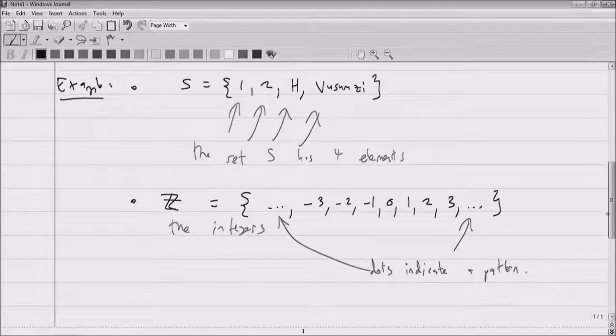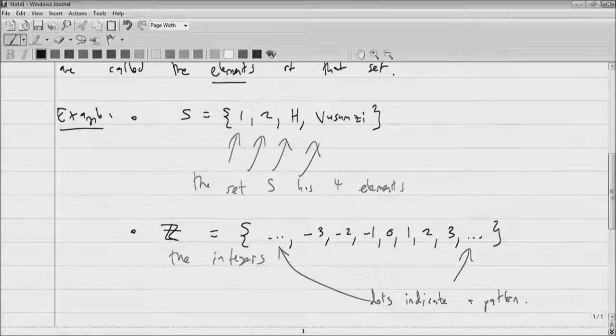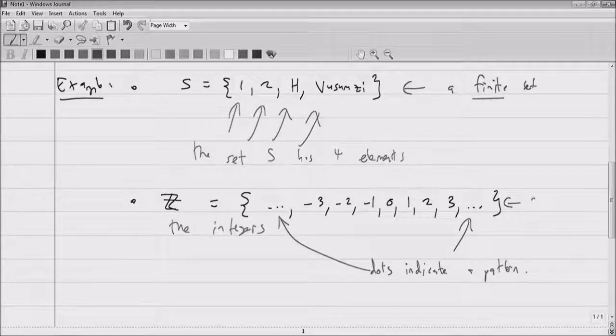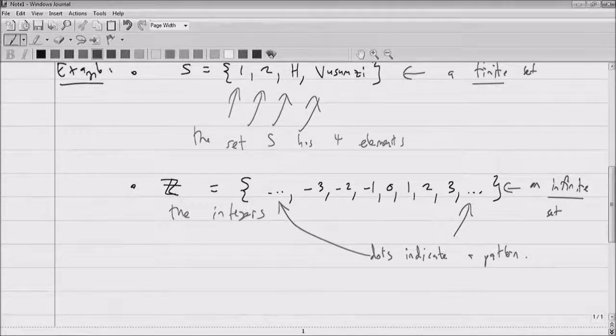And so one thing we notice about these 2 sets, when we compare them, well, lots of different things to notice about them. The set S over here has 4 elements, and how many elements are in Z, in the integers? Yeah, an infinite number. So this set over here is a finite set, and this set over here is an infinite set. So this immediately sets up 2 different classes.